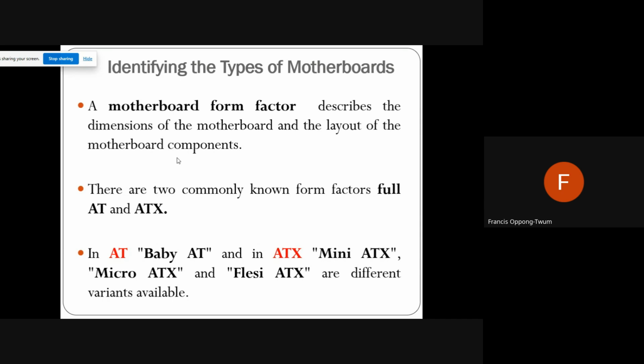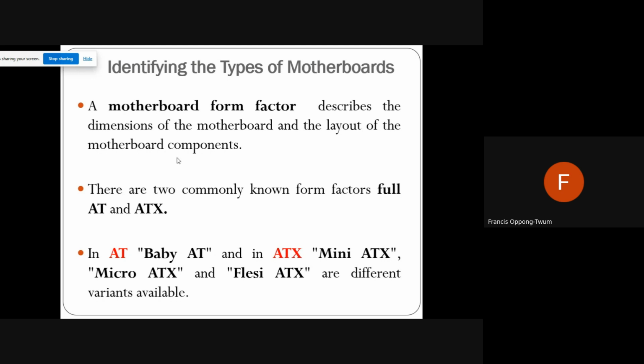So after identifying the types of motherboard, we have been able to identify that. Who is this person? Please mute your microphone. Seth Daku, please help us. Mute your microphone. You are giving me a lot of feedback.